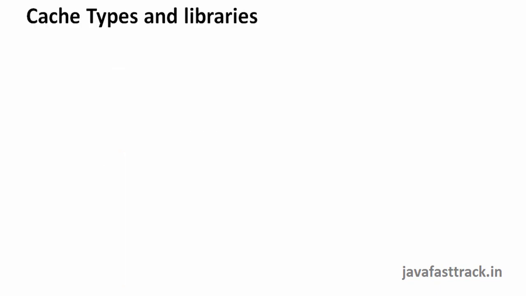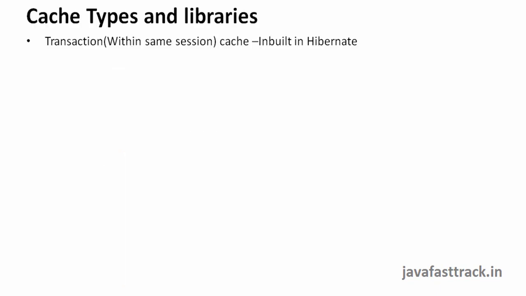Cache types and libraries. We have different types of cache, as we know. First is called transaction cache. This kind of cache is available within the same session. It is inbuilt in Hibernate. The inbuilt cache is only within the same session. It is also called transaction cache.